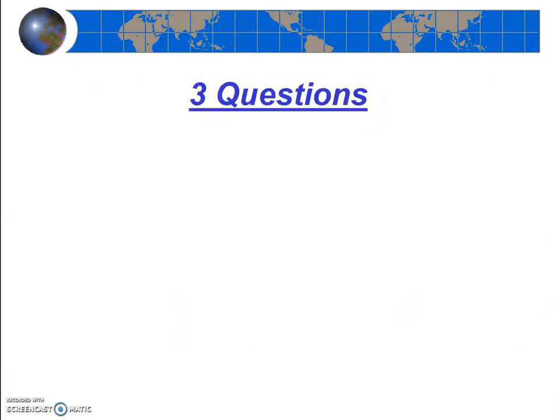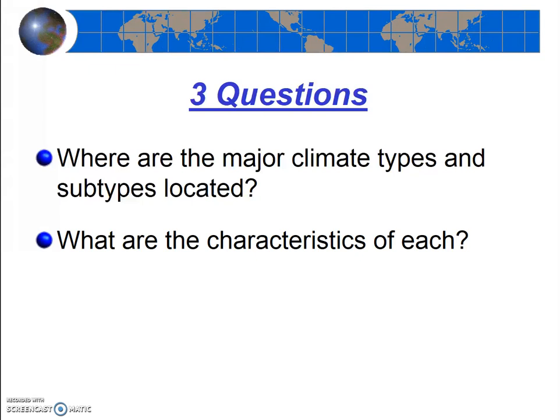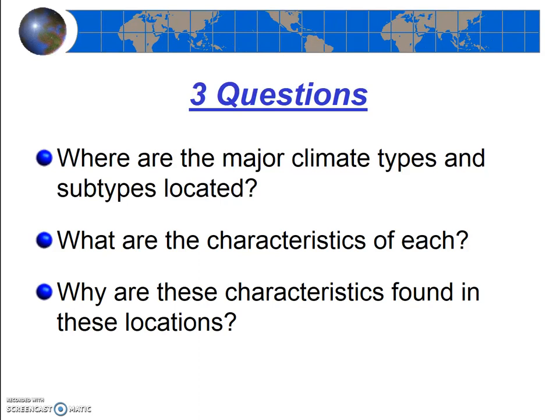Before we get too much further, though, let's step back a bit and note our purpose. As we study each of the climate types, we want to be able to answer the following questions. Where are the major climate types and subtypes located? What are the characteristics of each type and subtype? And then why are these characteristics found in these locations? Essentially, we're asking, why are these climate types and subtypes in these particular locations?